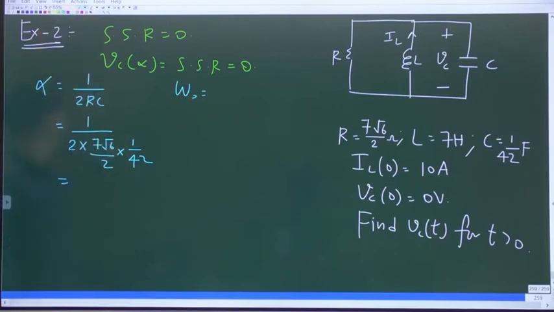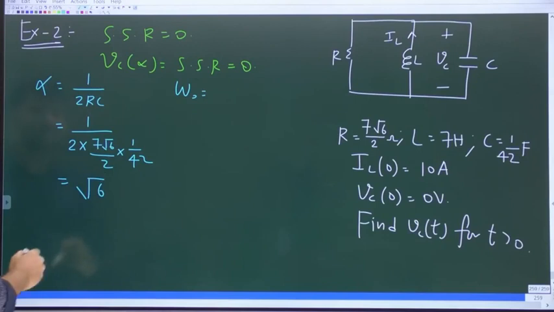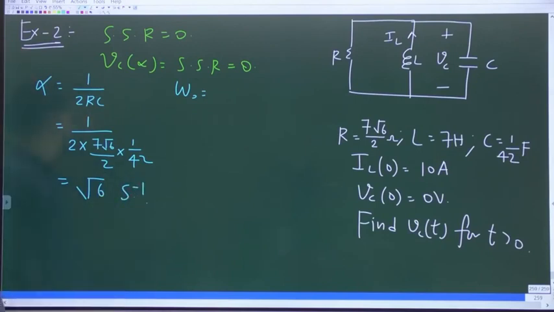Now what is the value of alpha? 2 and 2 will get cancelled. 42 goes to what? Numerator. 42 by 7 is what? 6. 6 by root 6 is also what? Root 6. So what is alpha? Root 6 units per second. Alpha is what? Root 6 per second.